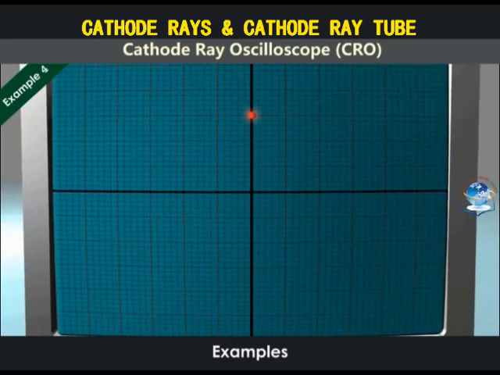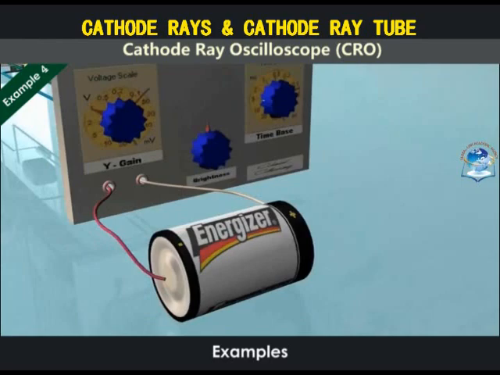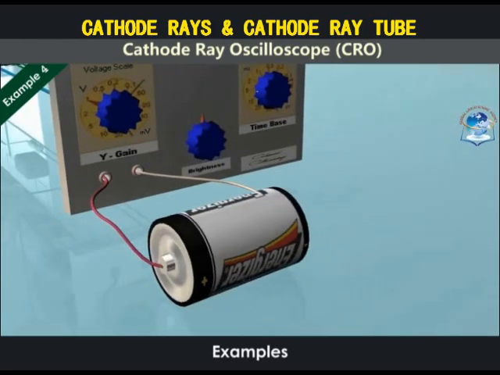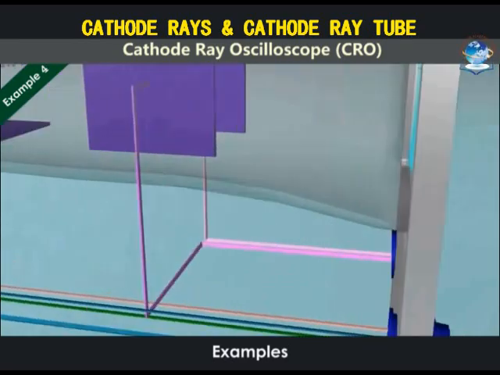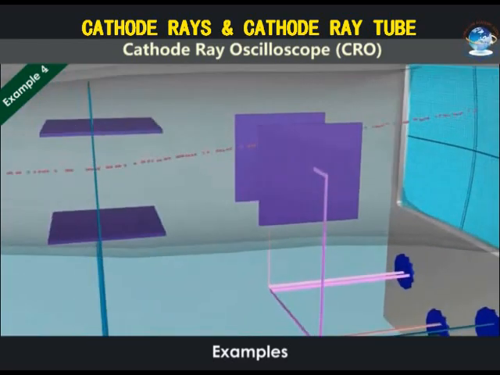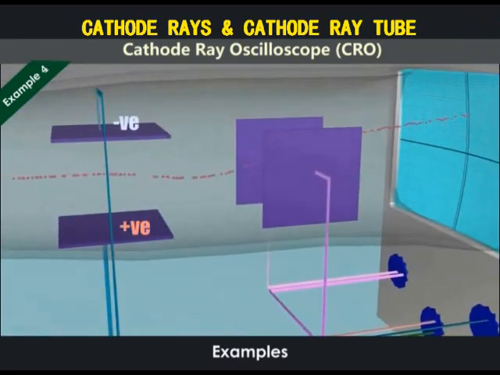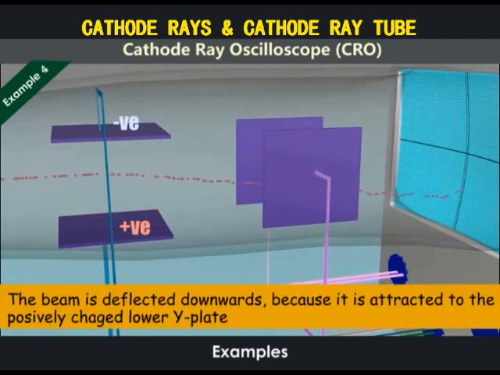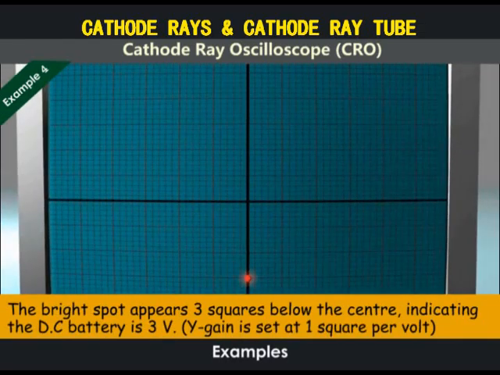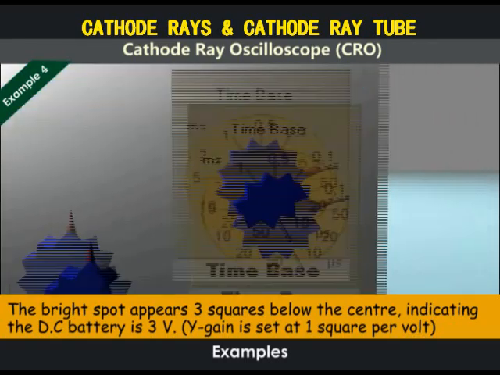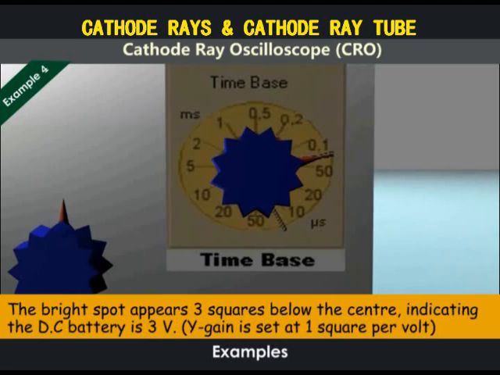In the fourth example, we reverse the connection of the battery. This in effect reverses the potential of the Y plates. The top plate is now negative and the bottom one is now positive. The beam is therefore deflected downwards towards the positive plate. So the bright spot will appear on the third square on the screen, but this time below the center of the screen. Remember, the time base which controls the X plate is still off.